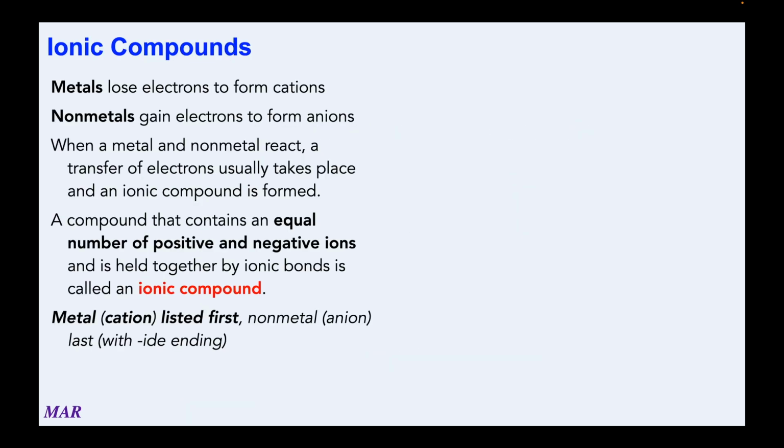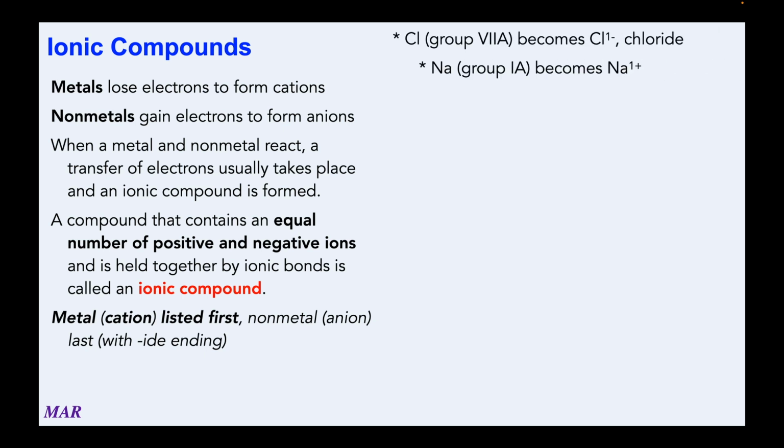So when you have an ionic compound, you have metals that have lost electrons and nonmetals that have gained electrons. And to make an ionic compound, you have to have equal positive and negative ions. And when you're naming the ionic compounds, it's metal first, followed by the nonmetal with an -ide ending second. And these aren't usually too bad as long as you know what the respective ions are.